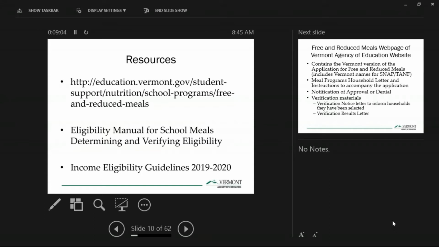Then the income eligibility guidelines for 2019-2020, making sure that you are indeed using the current year eligibility guidelines for this process.